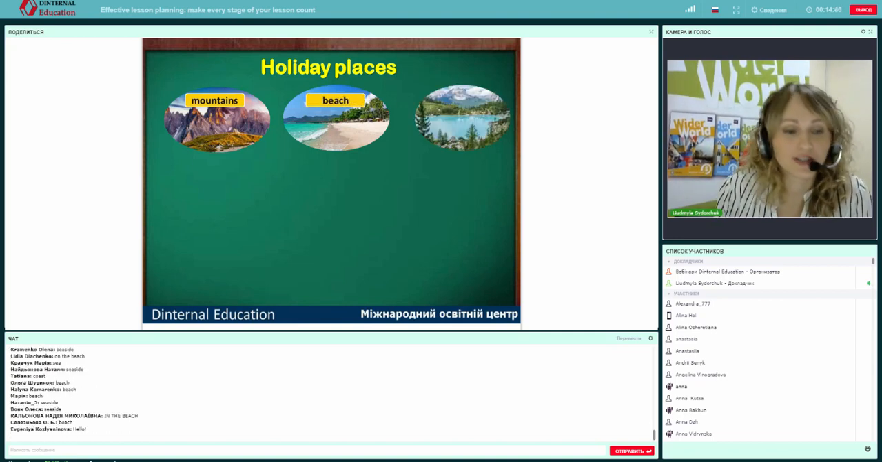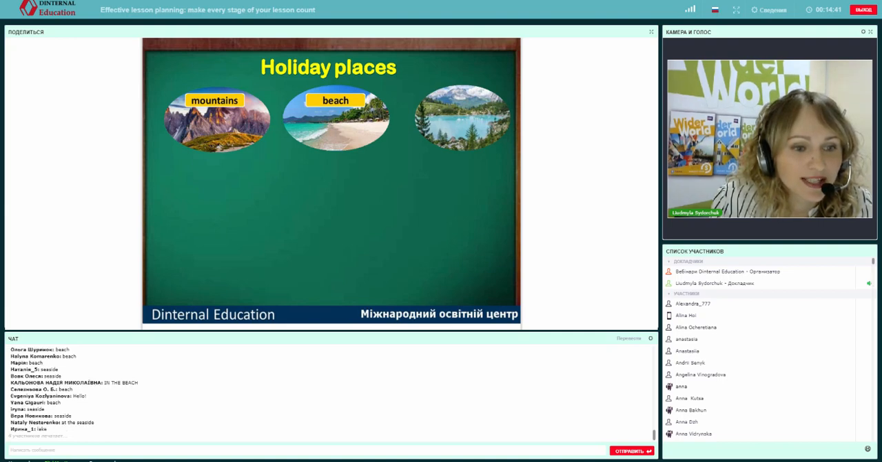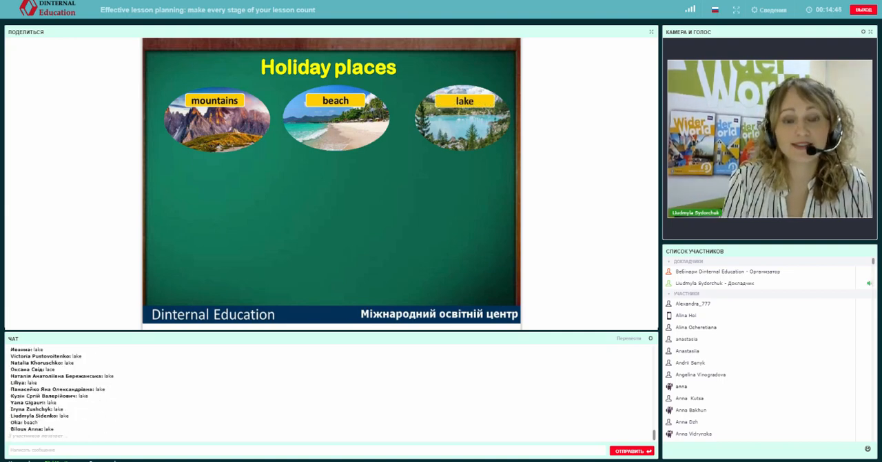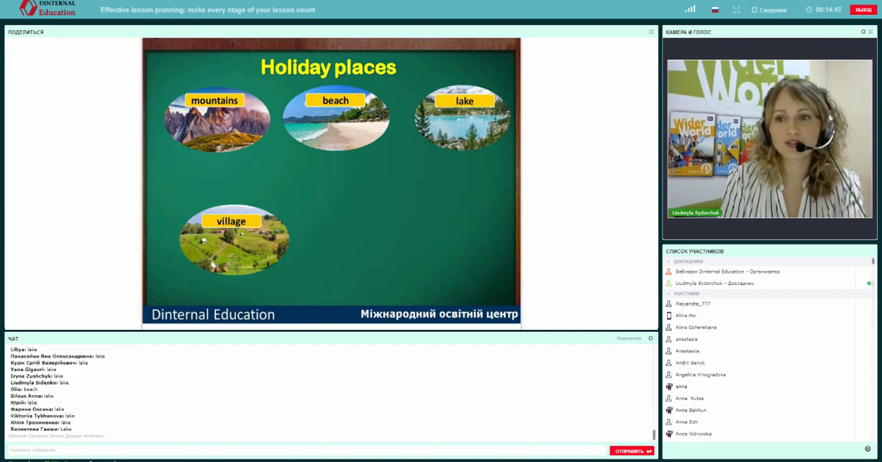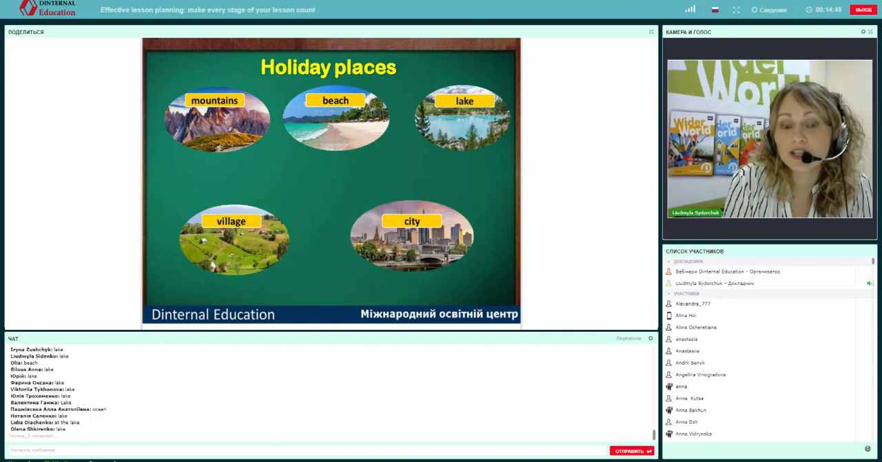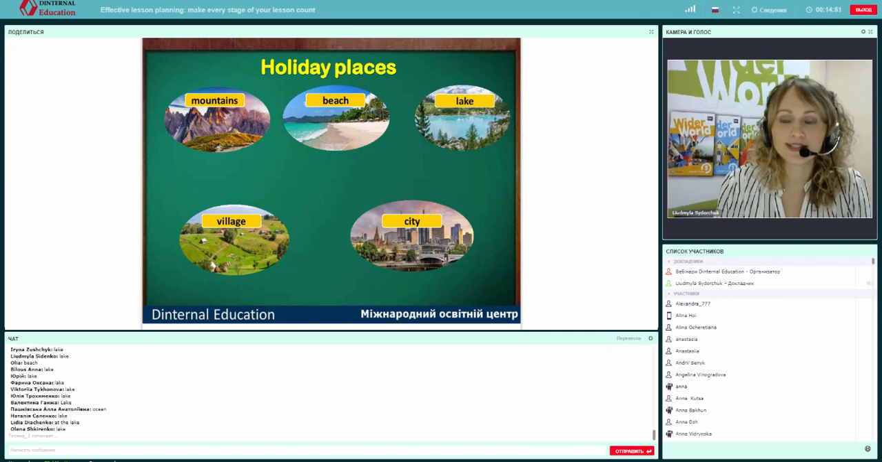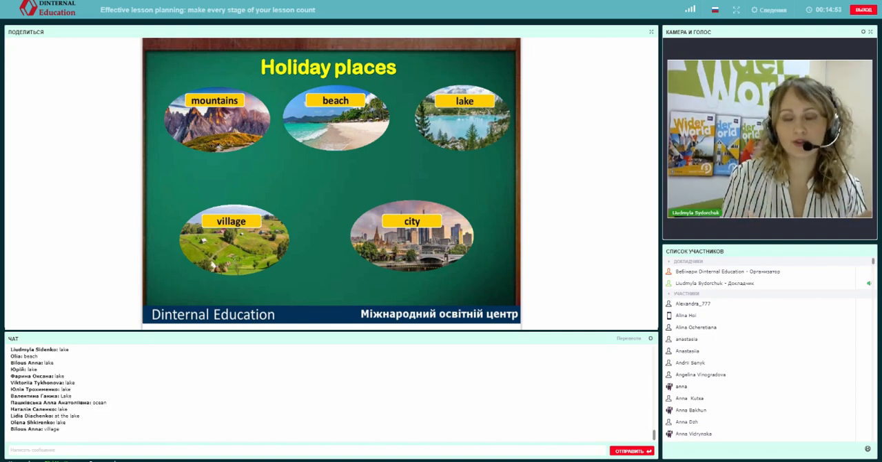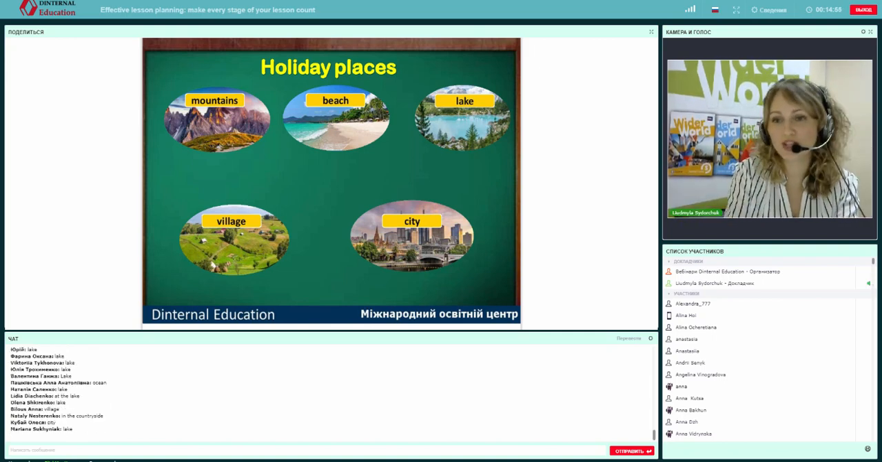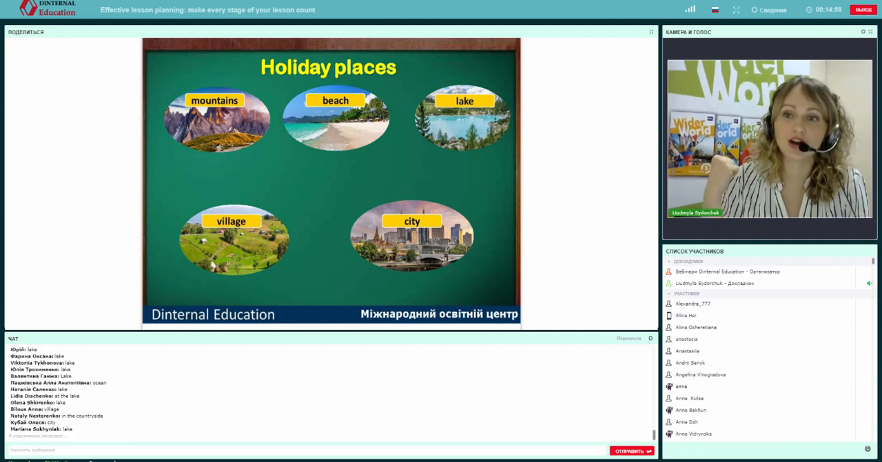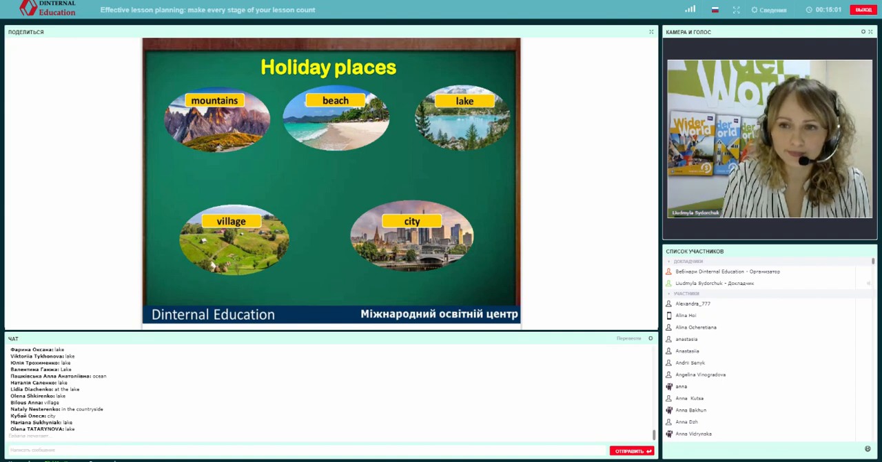And then the third picture, please, can you type the name Lake? Irina, thank you very much. So yeah, this is lake. Students also might come up with a village or with a city, for instance. It's not necessarily for you to prepare the pictures. Of course, you may just elicit, and I'm sure that the students will give you these names and you will just write them down on the board.